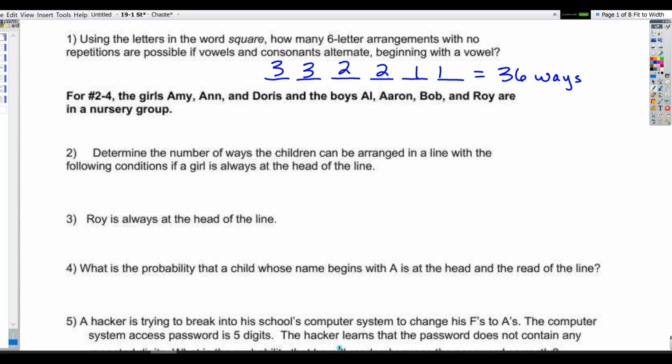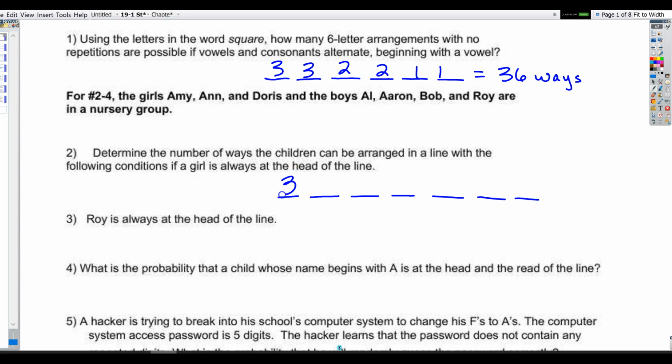So we have Amy, Ann, and Dora, so 3 girls, and then we have Al, Aaron, Bob, and Roy, so 4 boys. Okay, so determine the number of ways the children can be arranged in a line with the following conditions. So the first one is if a girl is always at the head of the line. So again, the number of ways, and we have 7 positions to fill. Okay, so how many ways can a girl be at the head of the line? 3, because there's 3 girls.